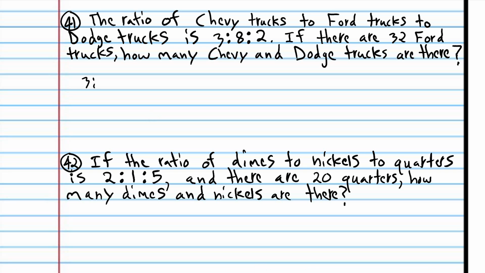So we have 3 to 8 to 2, and I'm going to write letters above so I don't get confused myself. That's Chevy trucks, Ford trucks, and Dodge trucks. And I know it's that order because that's the order that was in the sentence. So we're told there are 32 Ford trucks. So we have to figure out what these numbers are. As you can see, it's very easy. You just multiply 8 by 4 to get 32. So we have to multiply these other numbers by 4. So 2 times 4 is 8. 3 times 4 is 12. And these are our answers.